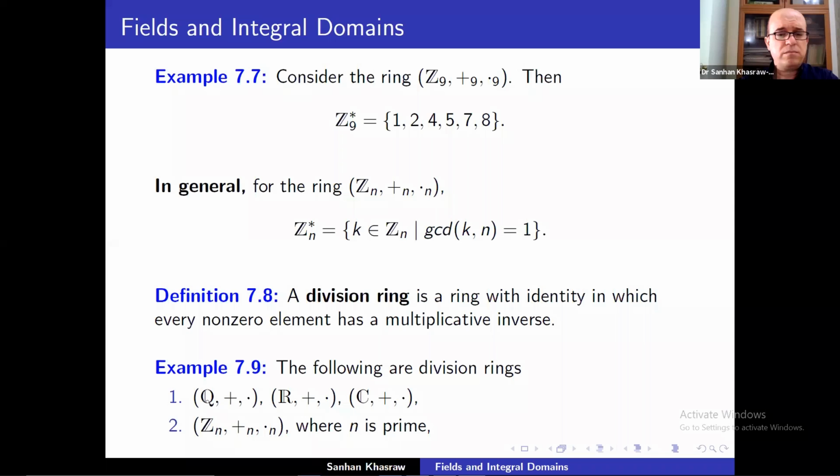...are division rings, while Zn is a division ring when n is a prime. So you see, from the above example, every integer less than n is co-prime to n when n is a prime. So that's why Zn is going to be a division ring when n is a prime number.